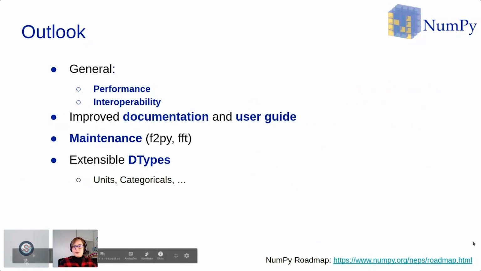Finally, we are looking to work on improving performance and interoperability in the next few months. We hope to also improve our documentation and user guide, continue working on maintenance, especially on submodules such as F2Py and FFT, and expand the work on a D-types refactoring, which is ongoing, but still in early stages. So we hope to see a lot changing there in the next few months. Thank you.